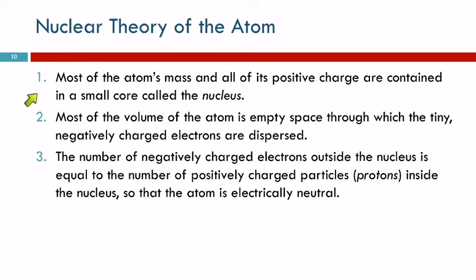Most of the atom's mass and all of its positive charge are contained in a small core called the nucleus. Most of the volume of the atom is empty space, through which the tiny negatively charged electrons are dispersed. The number of negatively charged electrons outside the nucleus is equal to the number of positively charged particles inside the nucleus. So the atom is electrically neutral. Those positively charged particles are called protons.